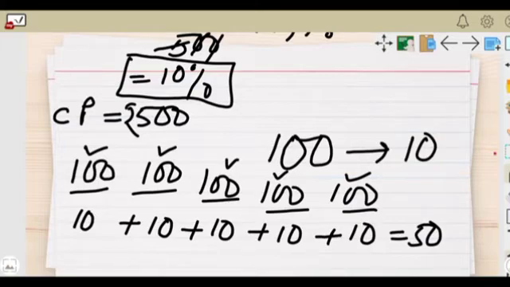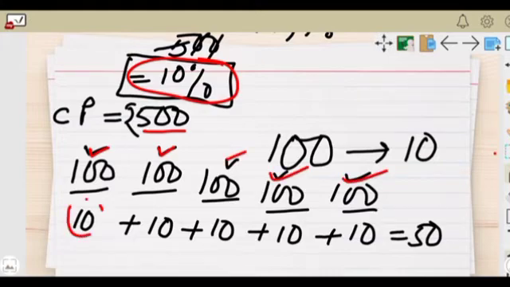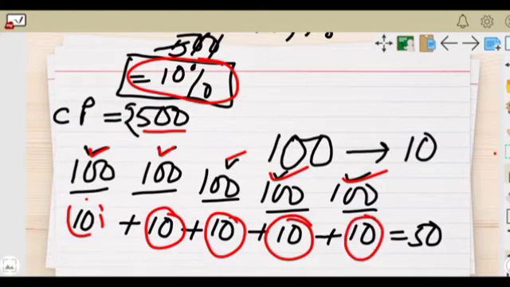Here in this case, the profit percent is 10%. 10% means for every 100, you'll be getting a profit of 10. So when it is 500, I'll show you elaborately. 500 can be written as 100 five times. For every 100, you'll be getting profit 10, again 10, again 10, again 10, again 10. So finally, you are getting 50 as the profit.